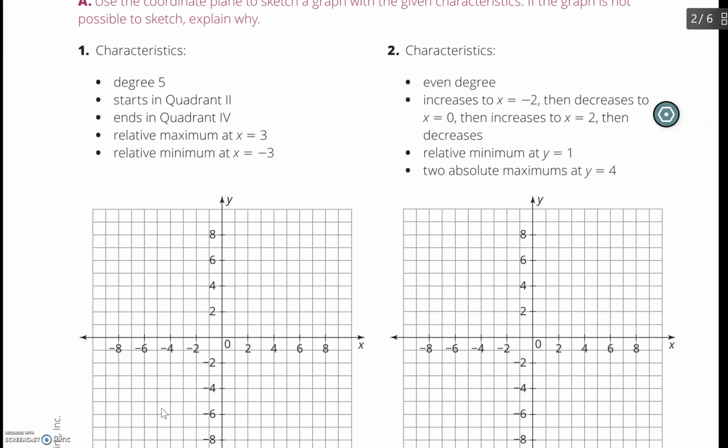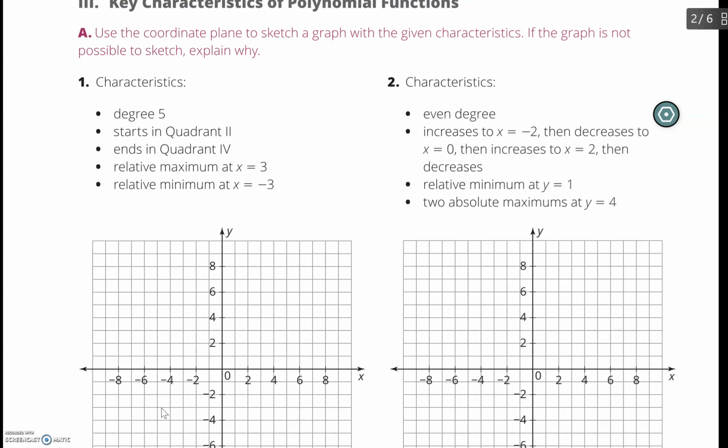Hello, Algebros. We are going to be sketching graphs given some characteristics, and if the graph is not possible, explain why.